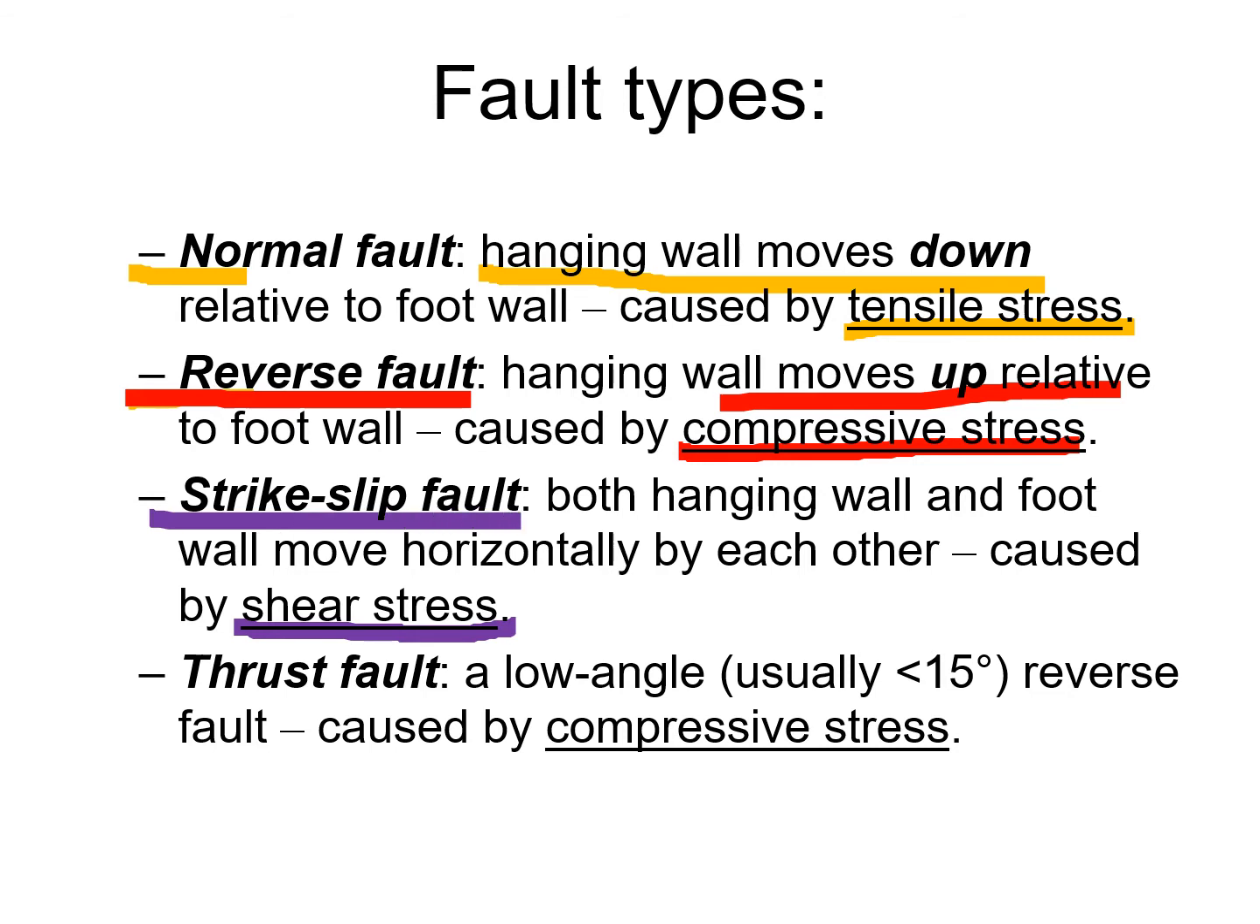Now the last one here on our list is a thrust fault, and this is usually defined as a very low angle reverse fault. Now here we have 15 degrees, but the number of degrees doesn't matter too much because I've checked multiple sources and found multiple answers, but what counts more is the amount of overlap you get with a thrust fault. And so you have lots of compressive stress with a thrust fault.